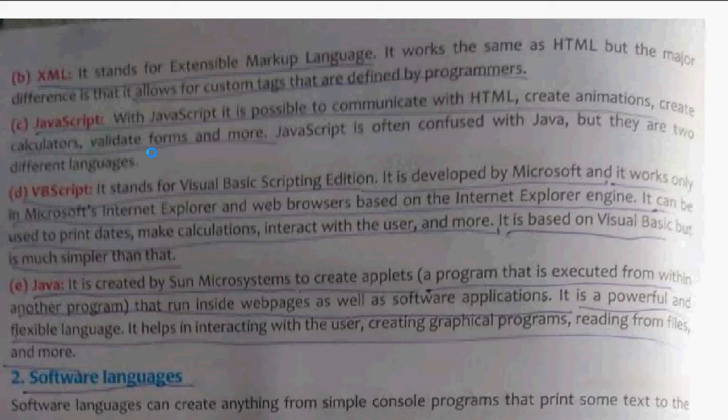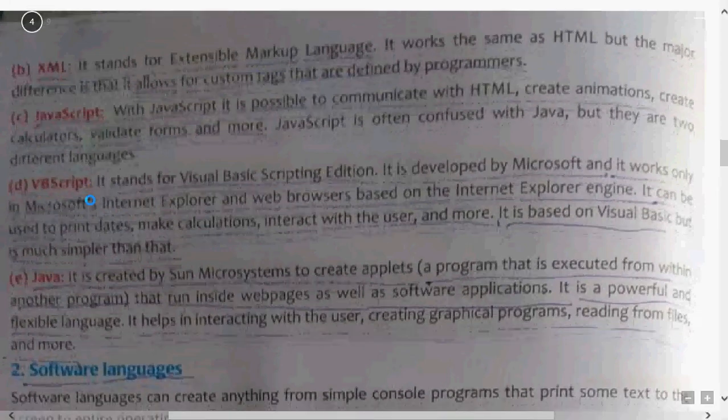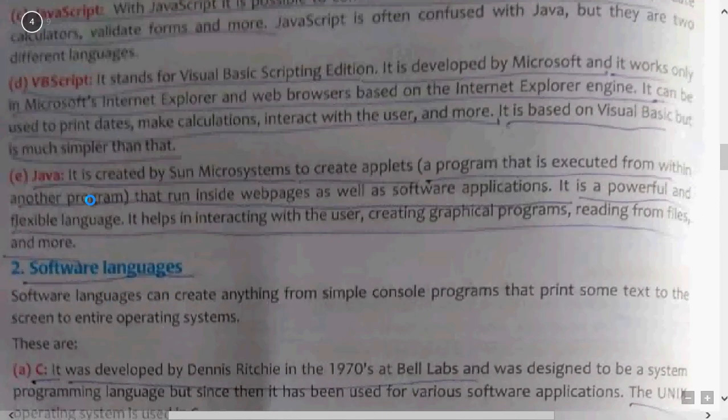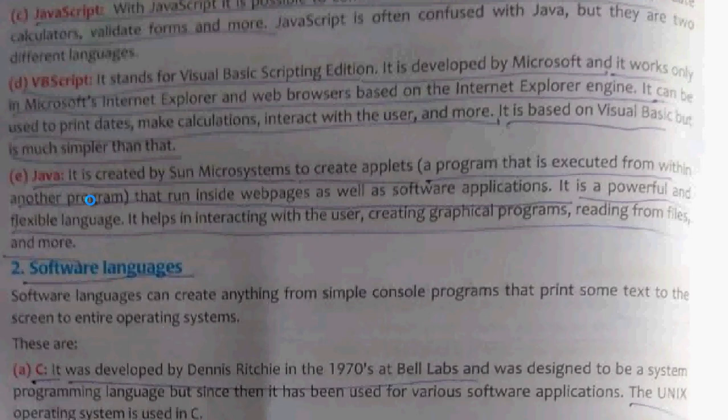Next one, VBScript, means Visual Basic Script Edition. It is developed by Microsoft, and it works only in Microsoft Internet Explorer. Let's see the difference between JavaScript and VBScript. VBScript only works with the Internet Explorer web browser, and in some web browsers it will not work, but JavaScript works on each and every web browser. So there is some advantage with JavaScript.